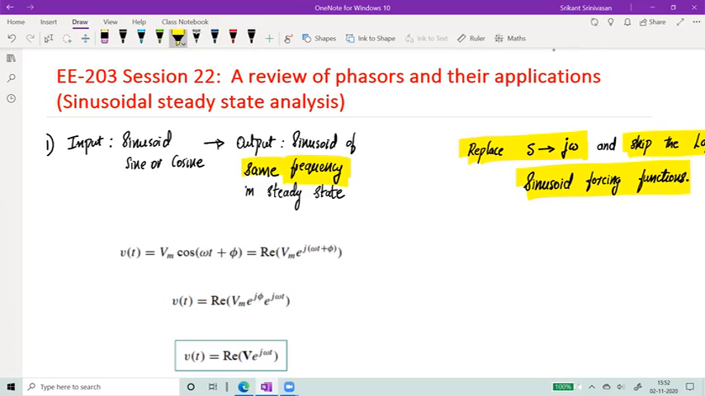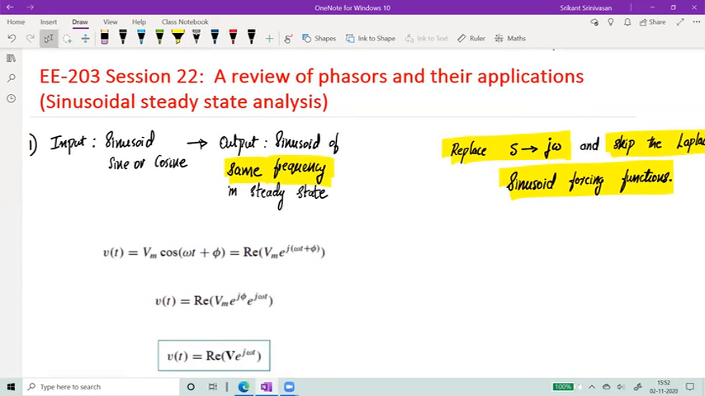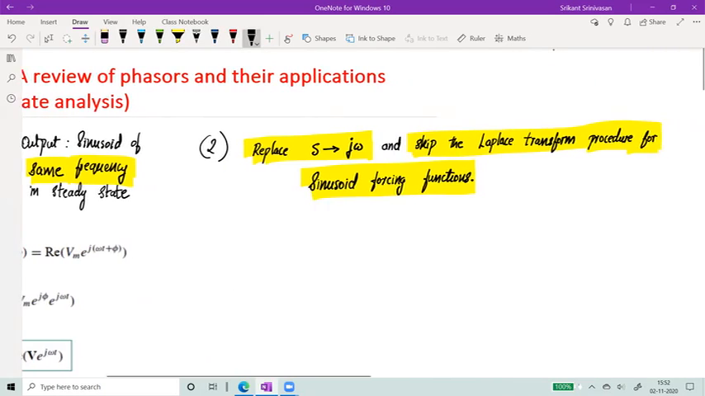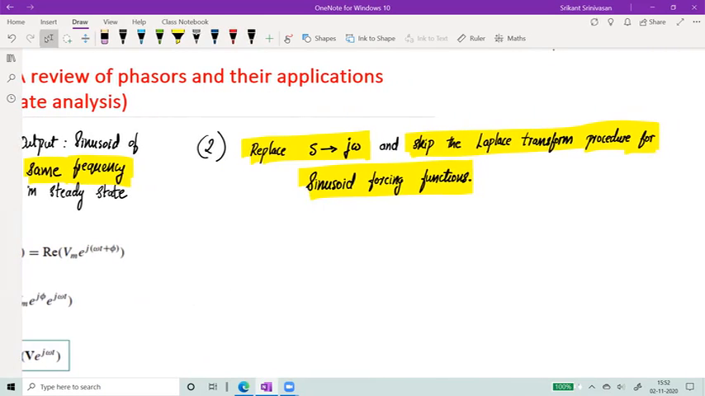Now, we said as a consequence of that, if I want to solve this network, then all I need to do is, in the Laplace transform, for whatever I was using Laplace transforms earlier, I just need to now replace S with j omega and solve it. And the advantage is that I no longer have to worry about doing inverse Laplace transforms and doing tedious computations.